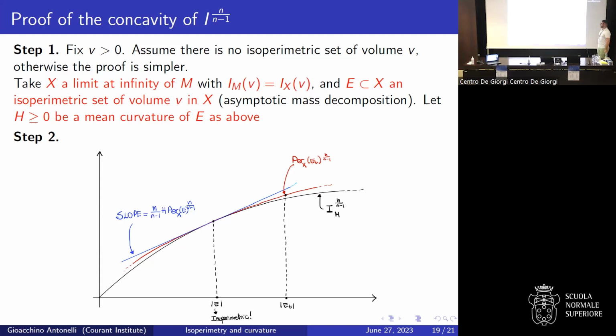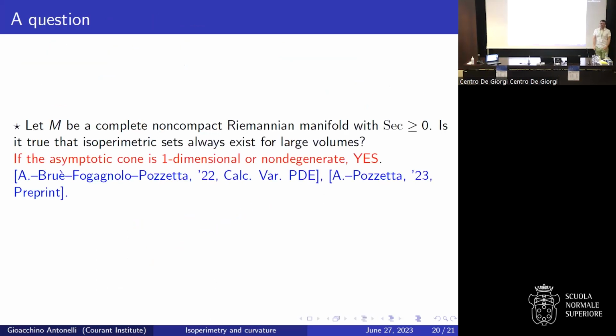I'm almost done. I want to mention a question I still don't know the answer to, about the existence. So we produce this example of non-existence, but the question of whether you have isoperimetric sets, at least for large volumes, remains open in general for Riemannian manifolds with non-negative sectional curvature. We know that it's true for manifolds that have an asymptotic cone that is one-dimensional. We know that it's true for manifolds that have an asymptotic cone that doesn't lose dimension. We don't know anything in between.